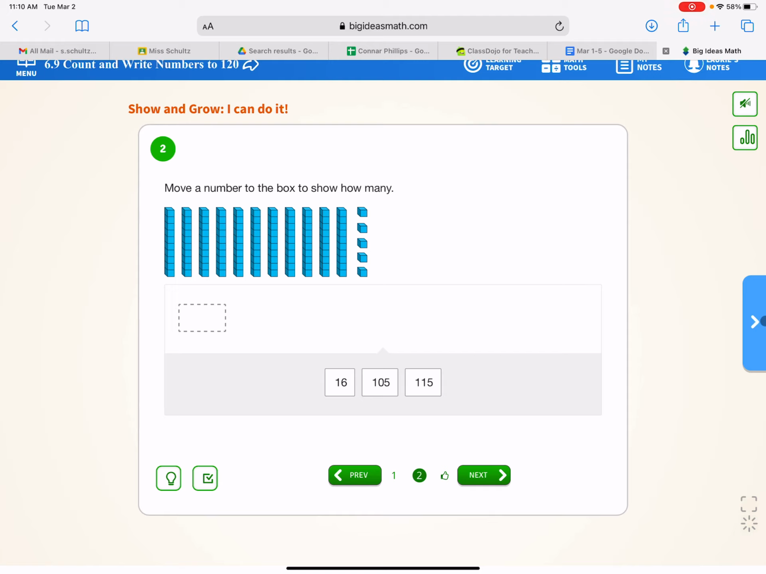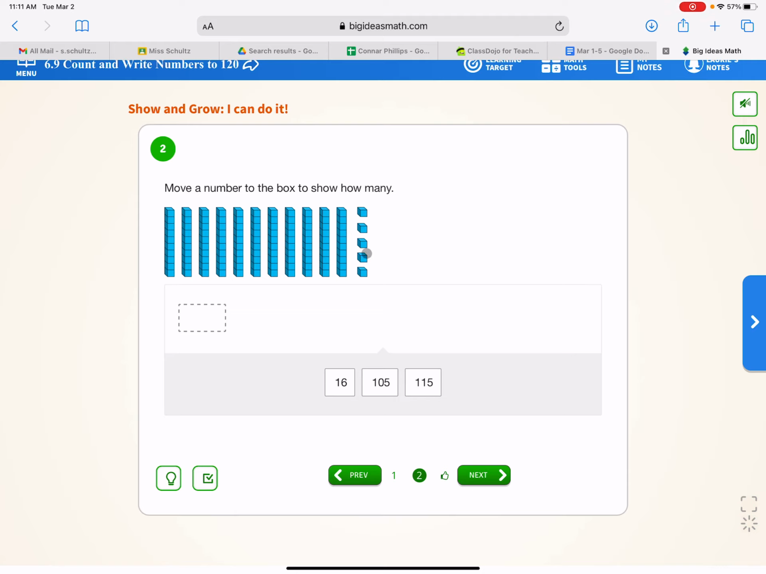Okay, so we have another example. We already know that these long rods equal 10, so we don't need to count each box in those rods. We could just go ahead and count 10, 20, 30, 40, 50, 60, 70, 80, 90, 100, and then 110. So we have 110, and how many ones are left over?